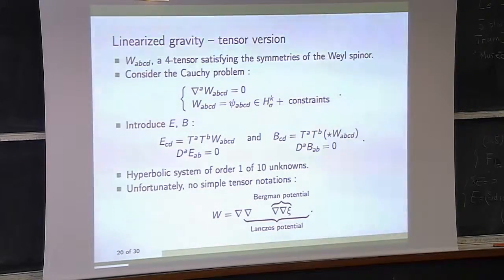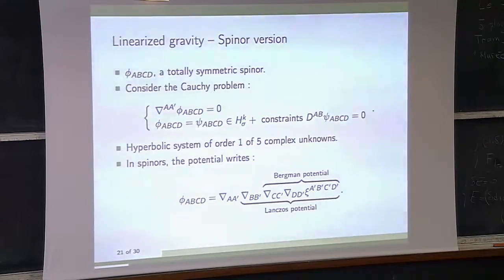And we want to construct a potential, which I can't write in tensor notation. This is way too complicated. But basically, I want to get W, my field here, as a first order potential psi. I understand that the intermediary potentials are known, Lanczos potential, Bergman potential. I have no idea what they correspond to, but I just wanted to mention this. So in spinor, for those who like spinors, you have a totally symmetric spinor. You have your Cauchy problem, which is a Dirac equation, with initial data which satisfies this constraint equation. Here, this is a hyperbolic system with 5 complex unknowns, and the nice potential equation is this one.